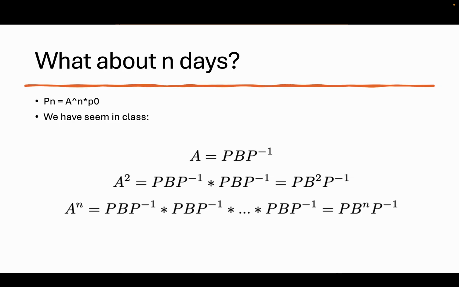So how do we move to n days? As we have seen in class, a matrix A is equal to P times B times P inverse, and A squared will be this relationship: P times B times P inverse times P times B times P inverse. This P inverse and the P would cancel out, and we'll end up with P times B squared times P inverse. If you do this n times, the P inverses and the P's are going to cancel out n times. So you're going to end up with P times B to the power of n times P inverse.